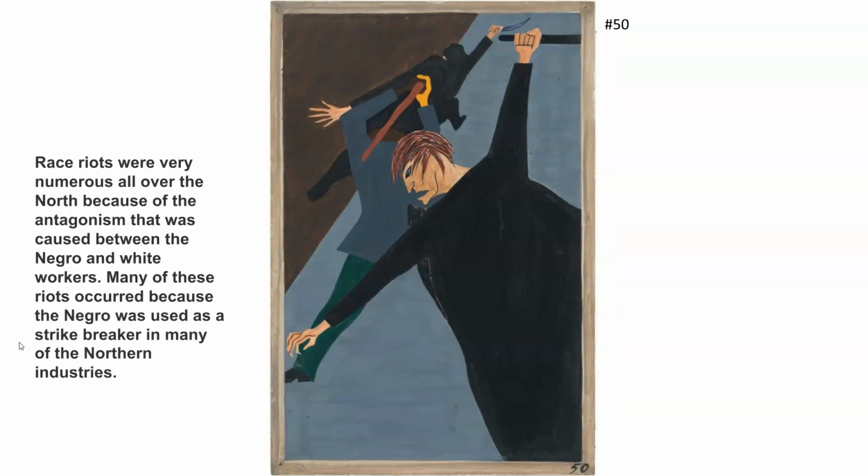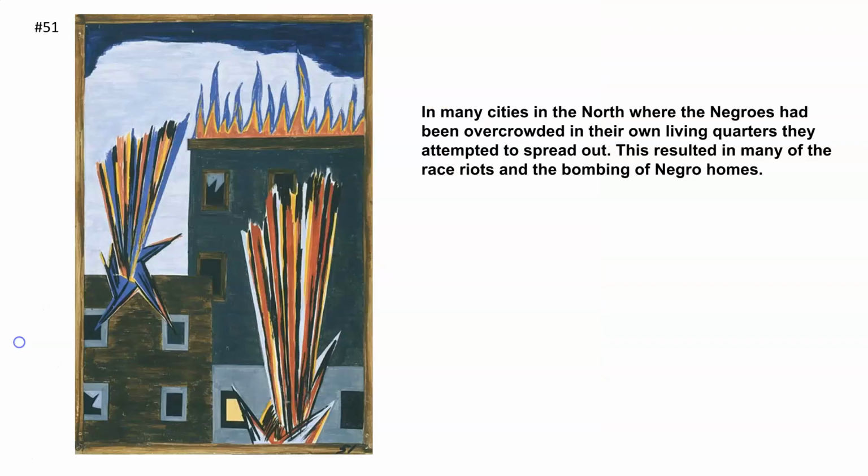Race riots were numerous all over the North because of the antagonism that was caused between the Negro and white workers. Many of these riots occurred because the Negro was used as a strikebreaker in many of the Northern industries. In many cities in the North where the Negroes had been overcrowded in their own living quarters, they attempted to spread out. This resulted in many of the race riots and the bombing of Negro homes.